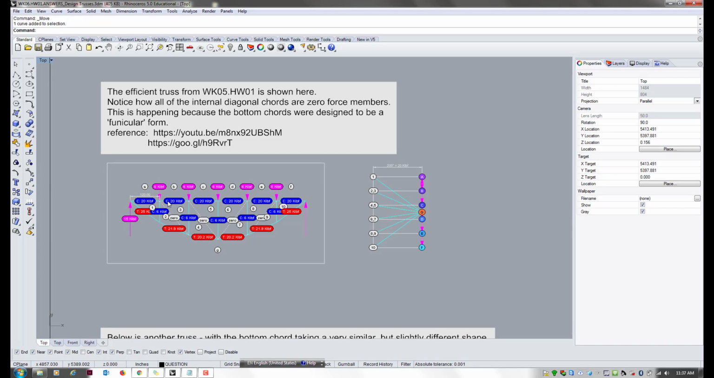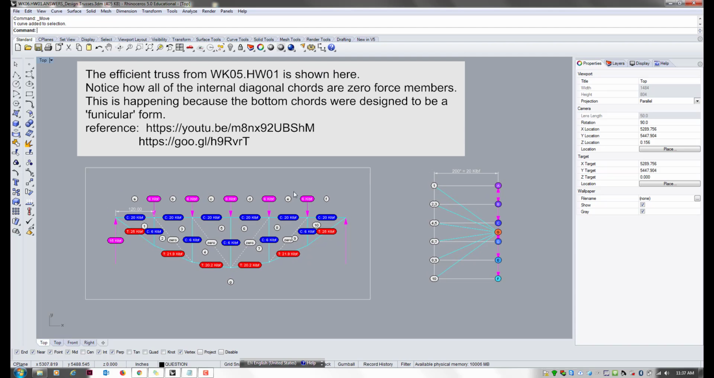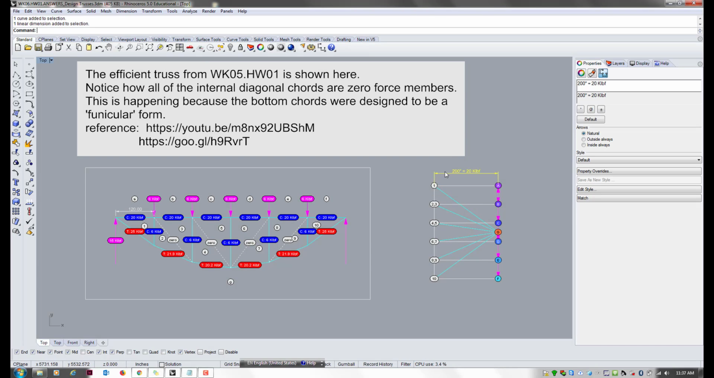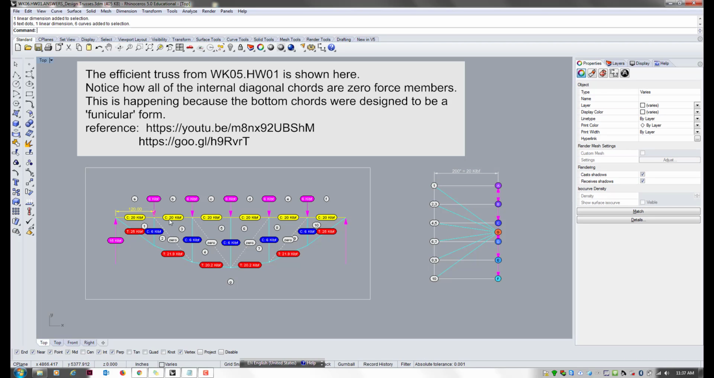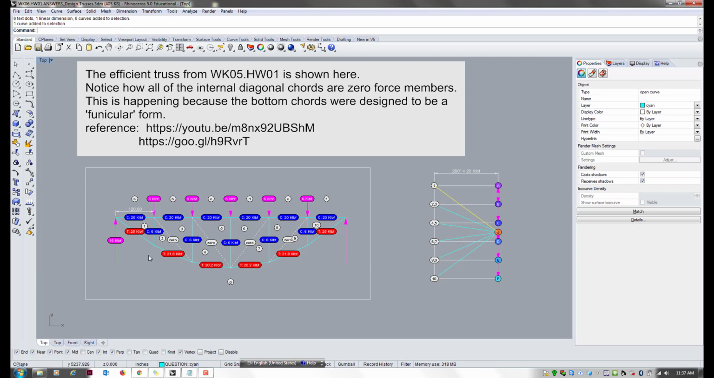We determined that the top chord will have a constant force at 20 kPa in this case, and so we fixed this dimension, so that the top chord is in constant force 20 kPa, and we found this form, which incidentally the bottom chord takes the shape of a funicular curve. So therefore it's supposed to be the most efficient shape, and these internal diagonal members ended up having 0 forces.